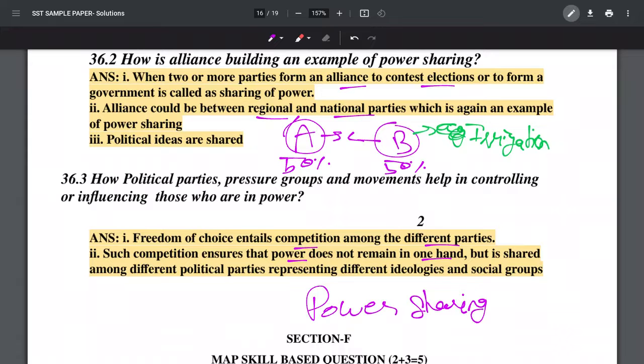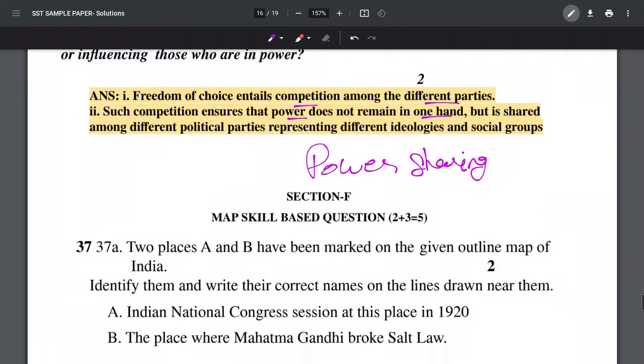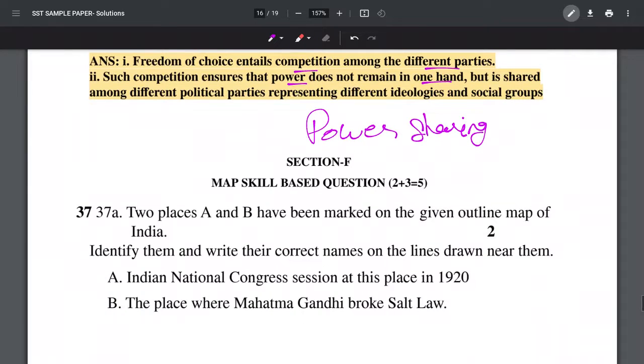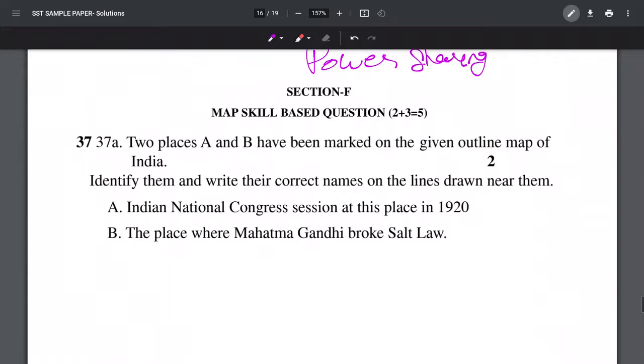Okay, students, so this was all about the long answer, short answers, case study. Last part for your history geography, that is map skill. There are two maps here. First one is, there are two places A and B which are marked on the map. A is the Indian National Congress session at this place. So INC session took place at the place A. And the place where Mahatma Gandhi broke the salt law, that place.